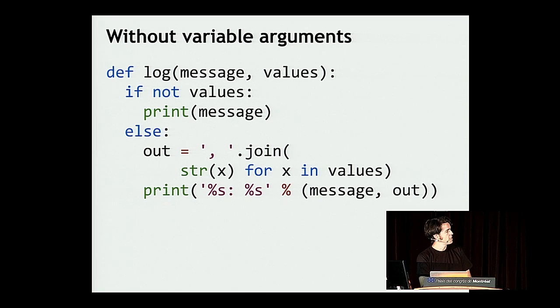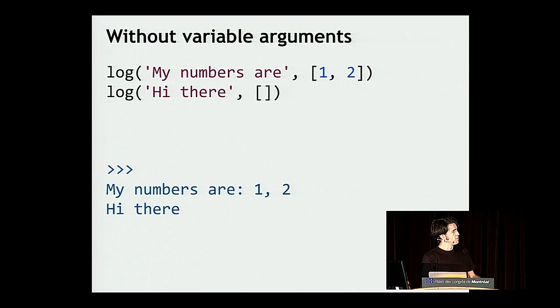If there are values in the list, then it stringifies them, and it joins them together using a comma, and then prints it out. So pretty simple. If you want to use it, here's how you use the log function. You say, hey, my numbers are 1 and 2. And if you have no numbers to print, then you pass an empty list, and it prints nothing at the bottom. So those are our two cases.